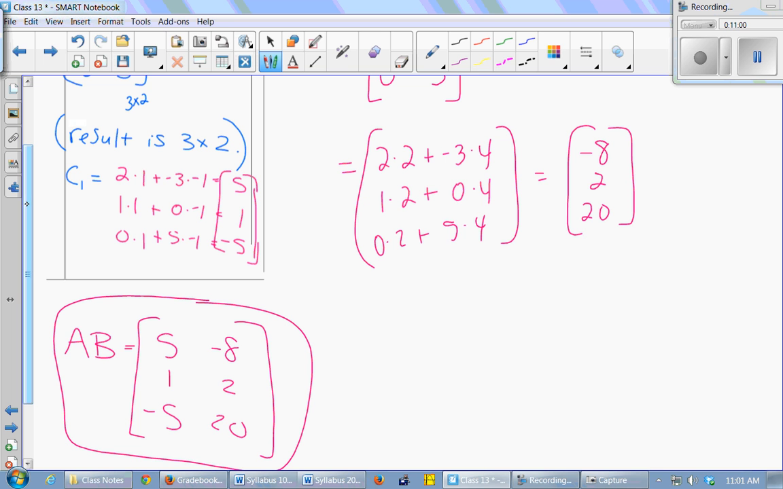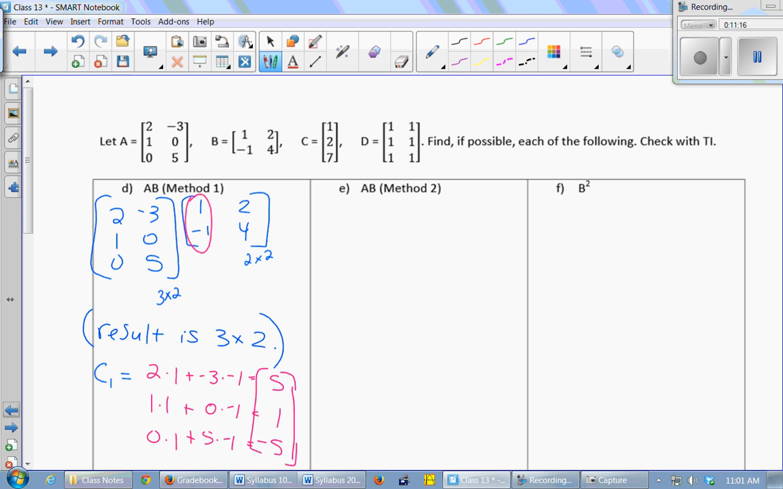So that's the first method. Multiply matrix A by each column of matrix B. That's just a matrix times a vector, which you know how to do, and those things result in vectors that are the columns of the product matrix. All right, and then there's method 2, which is a more arithmetic, do it in one step kind of process. So I have 2, 1, 0, -3, 0, 5 times 1, -1, 2, 4.